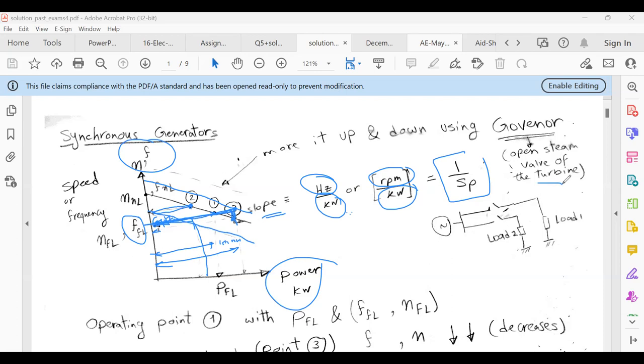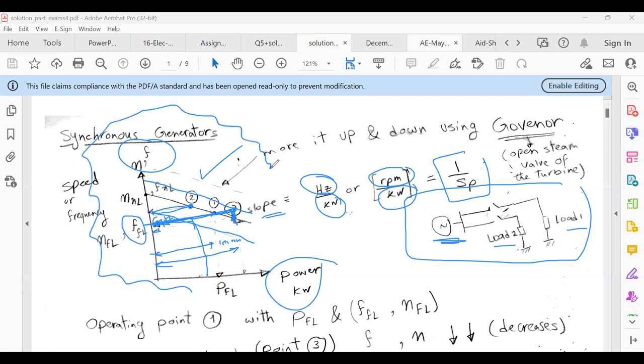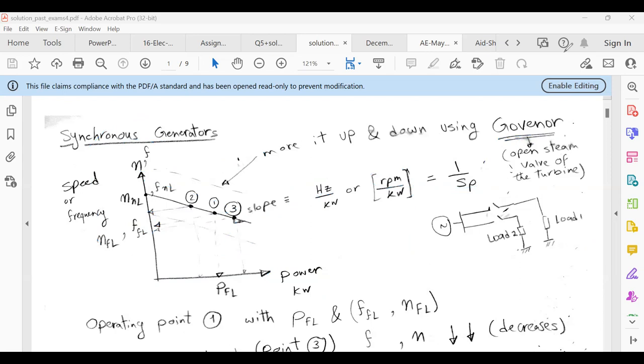And this is the case that we discussed. If you have a standalone generator, it's just a single generator, and you are adding or removing some loads. This is exactly the case. And by the way, they sometimes ask you in the exam to sketch this. Sometimes they call it governor characteristic. Sometimes they call it droop characteristic. So droop or governor characteristic.